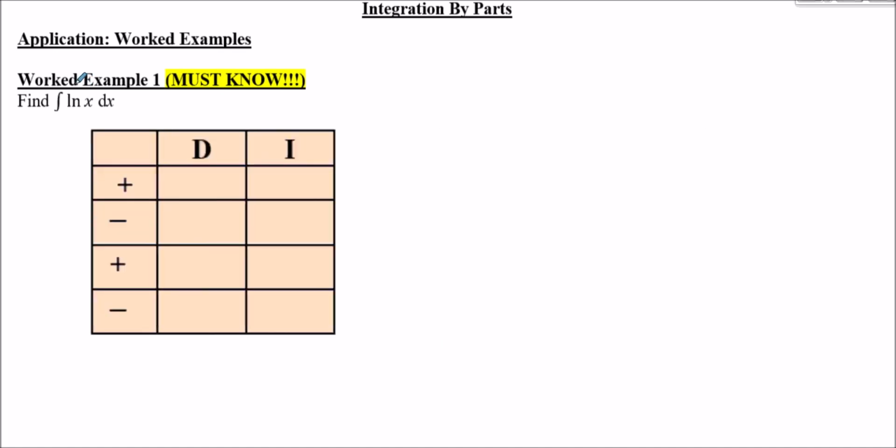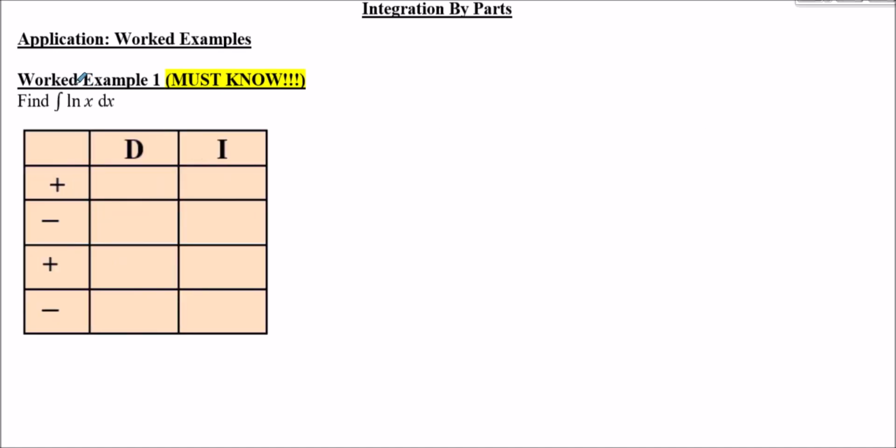So I'm going to show you now how this DI table works. We consider this as ln x multiplied by 1 dx. So think about the LIAT acronym. L is logs. Do we have a log function? Yes, we do. It's ln x, so we stick ln x in the D column. In the I column, we're going to put 1. So for the D column, let's differentiate. Ln x goes to 1 over x. 1 integrates to x.